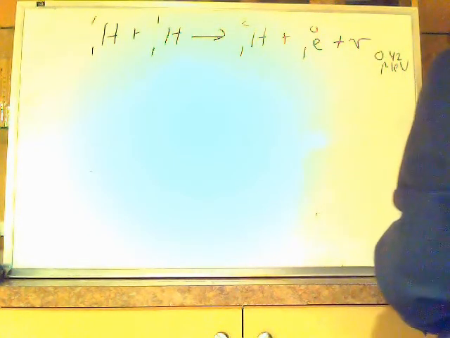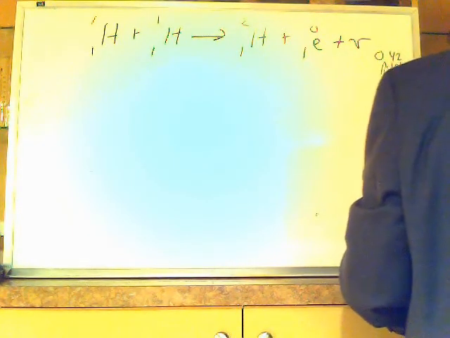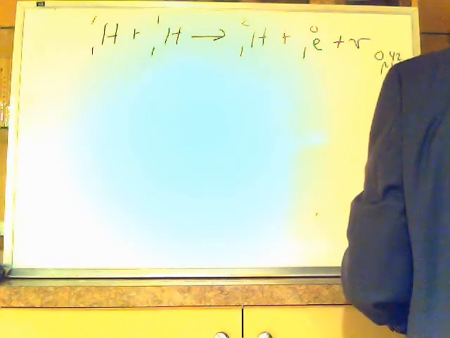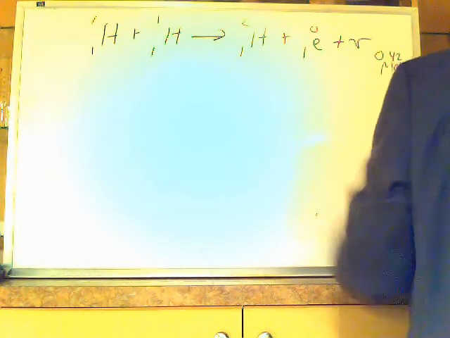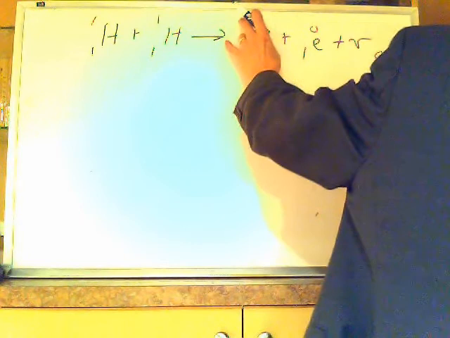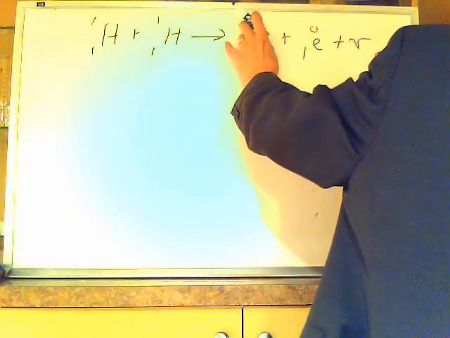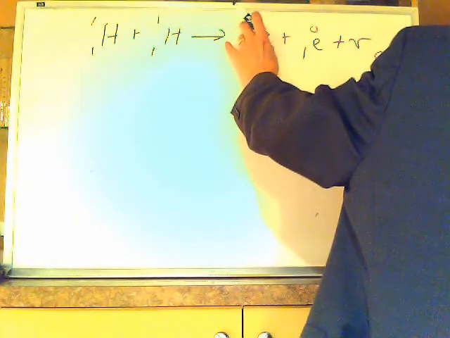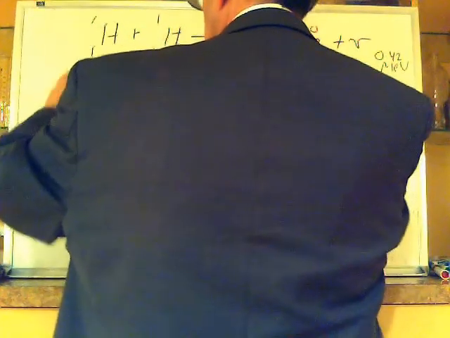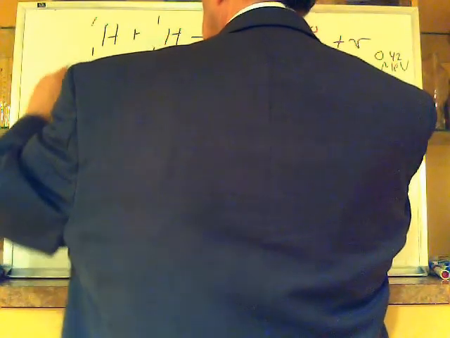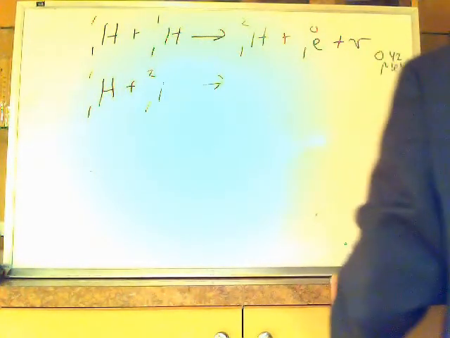And then the second reaction is that we can take a proton, or a hydrogen atom, and a deuterium atom, and we can fuse those. These really aren't atoms anymore. They're really just the nuclei, because at the temperatures that are required for these reactions to take place, these can't actually exist as atoms.